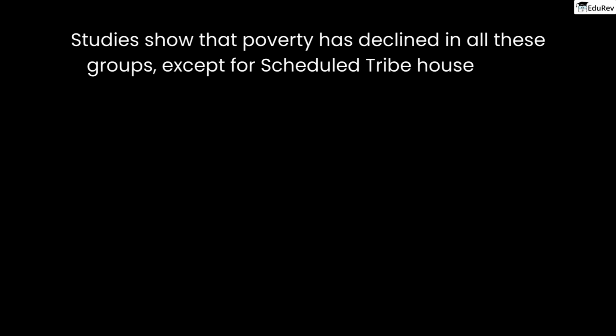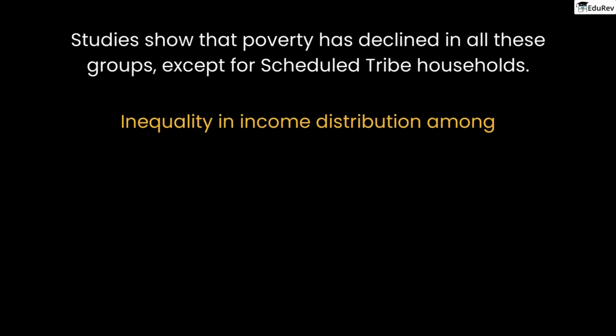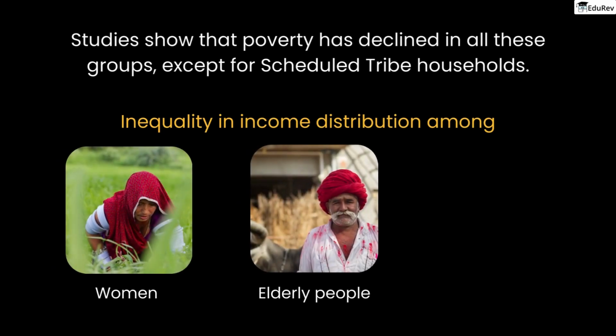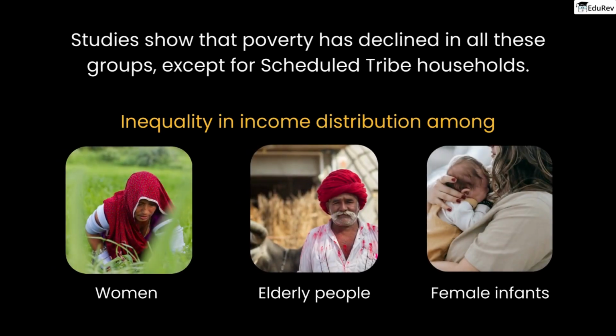Studies show that poverty has declined in all these groups, except for scheduled tribe households. Within poor families, there is also inequality in income distribution, with some members, such as women, elderly people, and female infants, having limited access to resources. Let us make it more clear with the story of Sivrama.